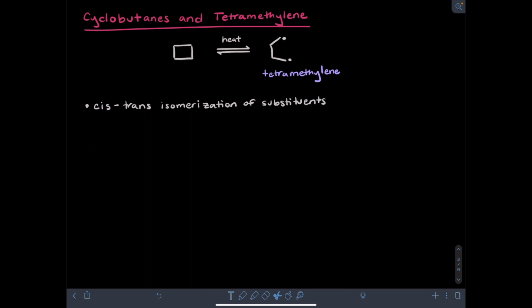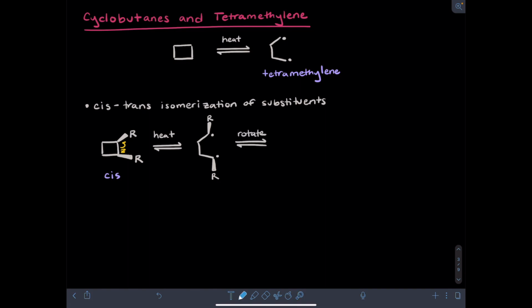This ring opening to generate a biradical intermediate can cause cis-trans isomerization of substituents on substituted cyclobutanes. So let's imagine starting with a cis-disubstituted cyclobutane ring. Upon heating, the carbon-carbon bond of the ring with the two carbon substituents on it would break. This is the biradical formation step. And by breaking the carbon-carbon bond with the substituents coming off of it, you get, in this case, a secondary radical. This is more stable than a primary radical would have been.